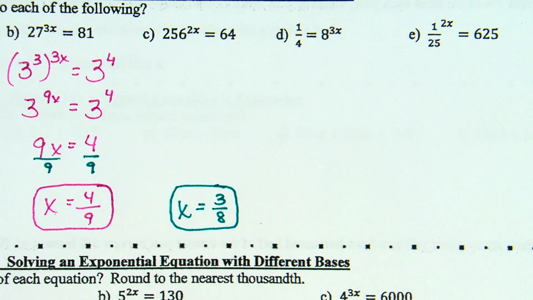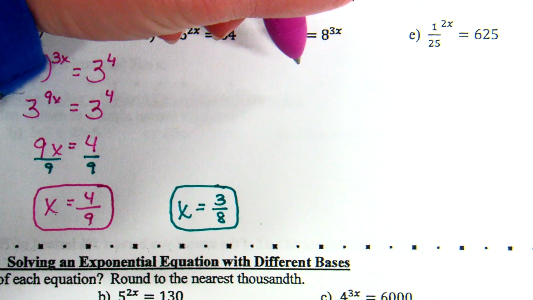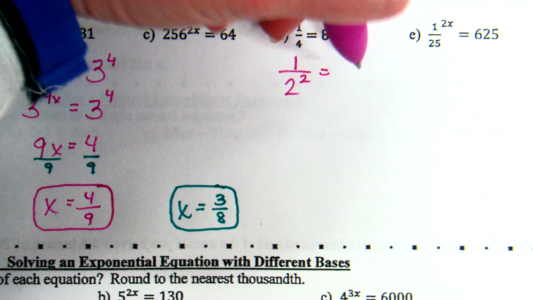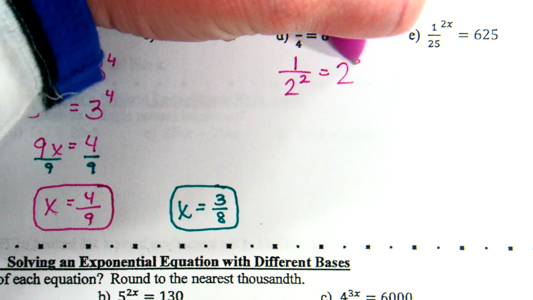Forget the fraction for a moment. I don't see any fraction for the moment. I see numbers of 4 and 8. What do you know about 4 and 8? They're both in the 2 column, right? So, 1 over 4, I'm going to rewrite as 1 over 2 squared. 8 to the 3x, well, 8 is 2 to the 3rd raised to the 3x.